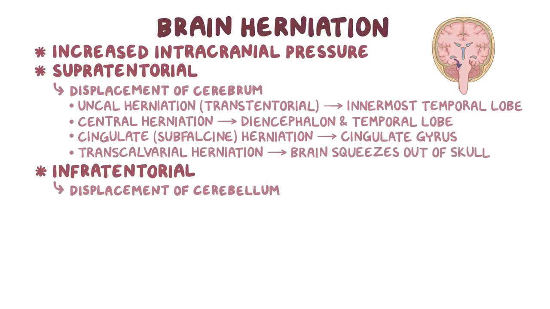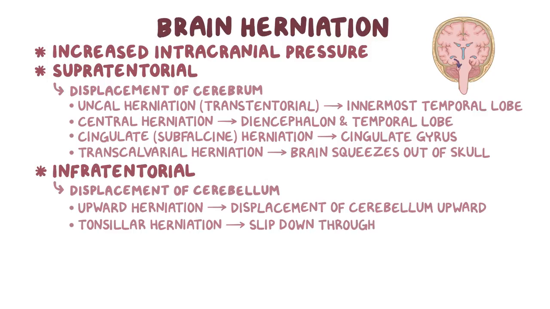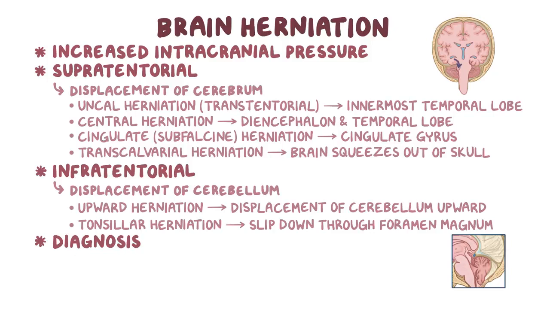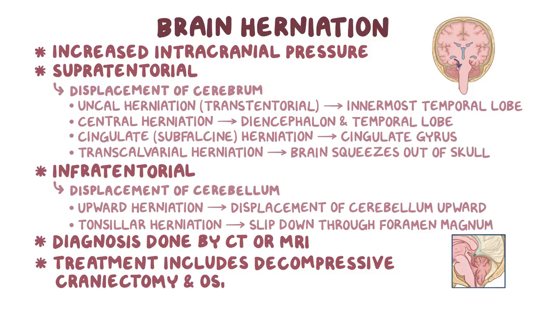On the other hand, infratentorial herniations are subdivided into upward herniation and tonsillar herniation. In upward herniation, there's a displacement of the cerebellum upward through a notch in the tentorium cerebelli. While in tonsillar herniation, parts of the cerebellum slip down through an opening in the skull called the foramen magnum. Diagnosis is done by CT or MRI, and treatment includes options like decompressive craniectomy and osmotic therapy.